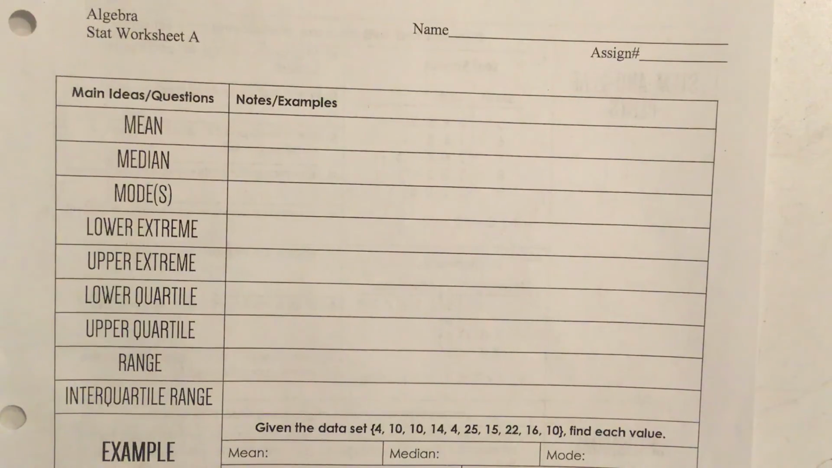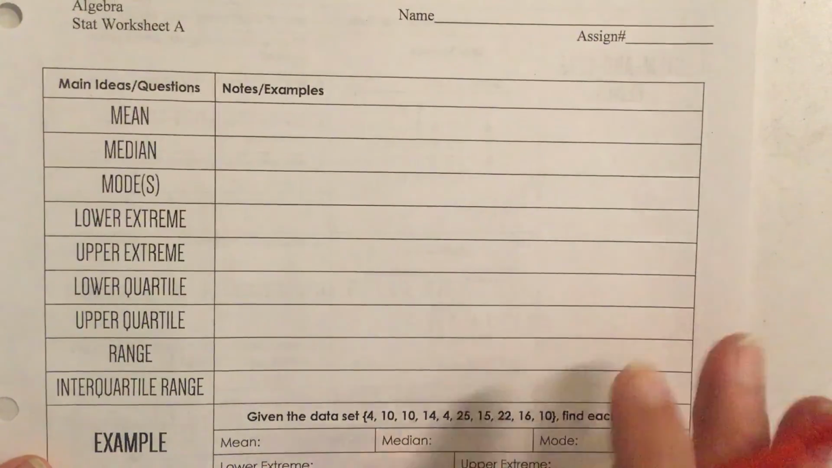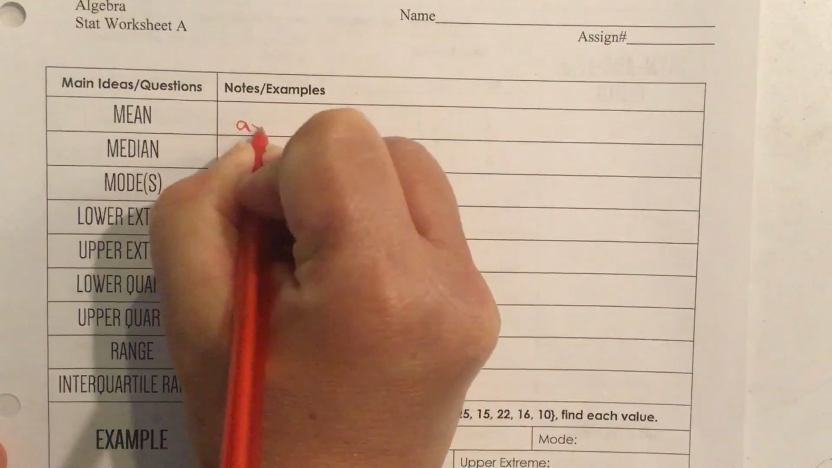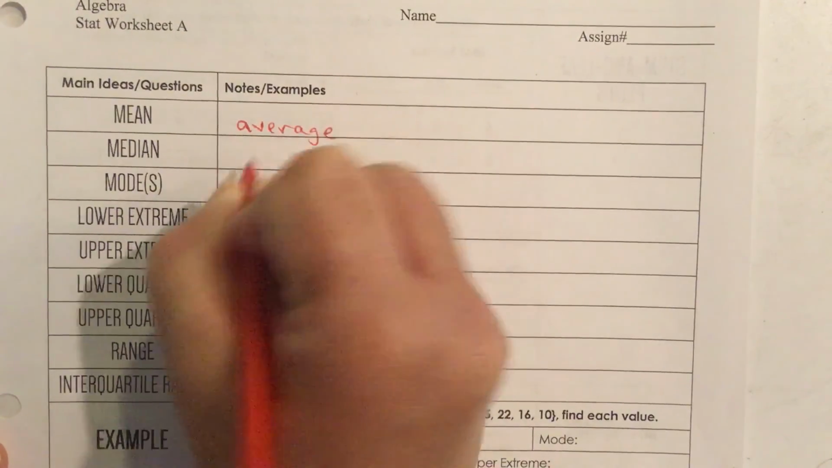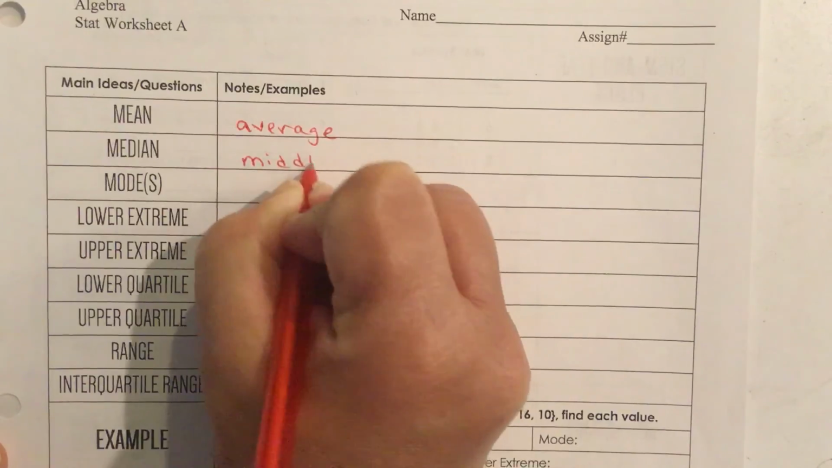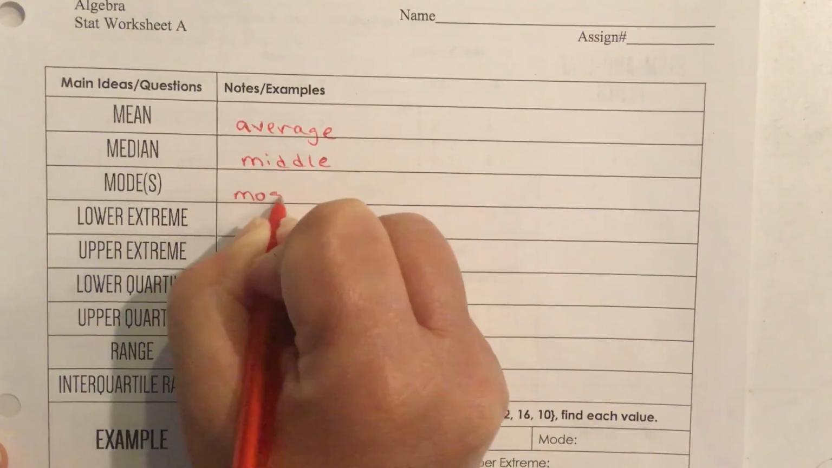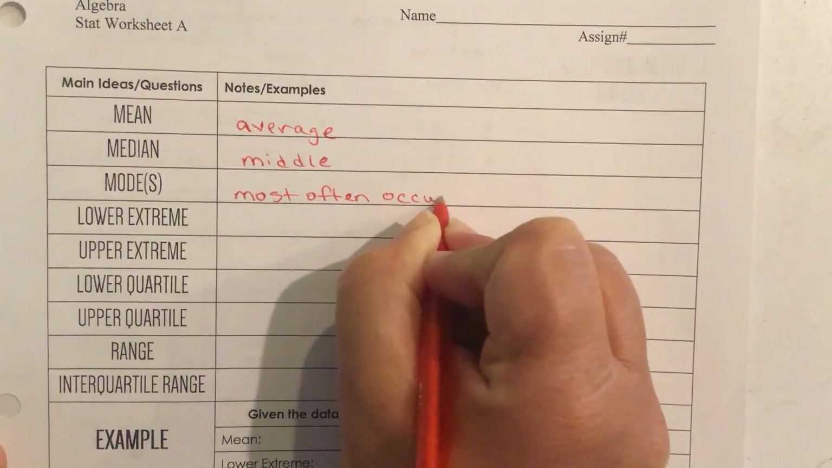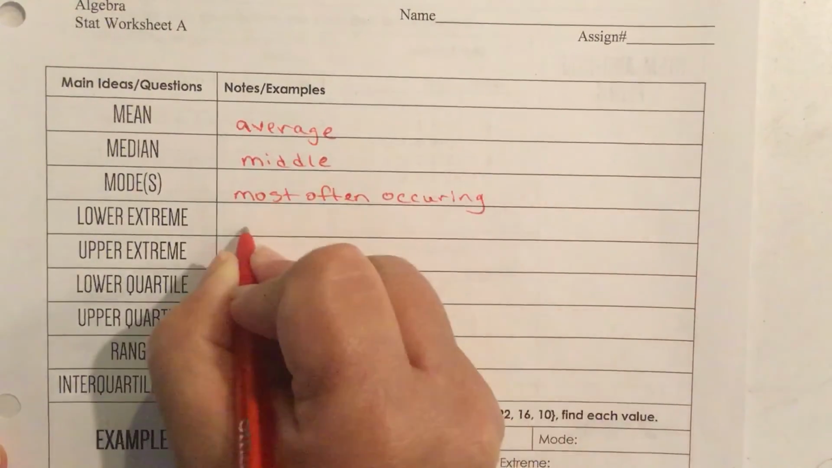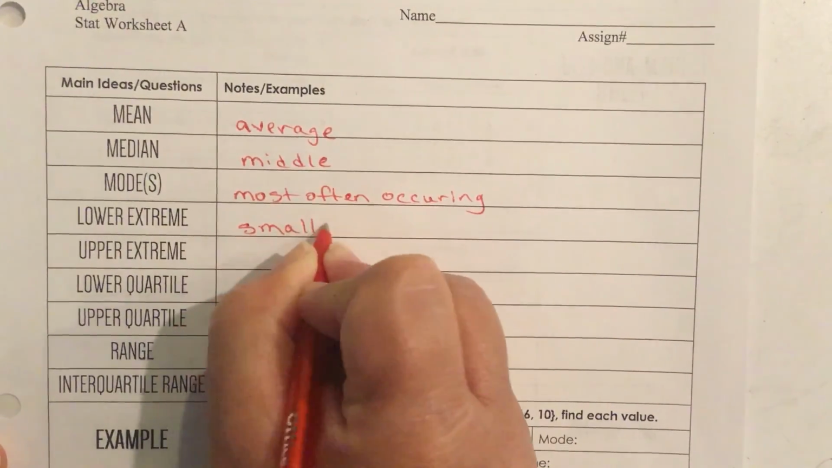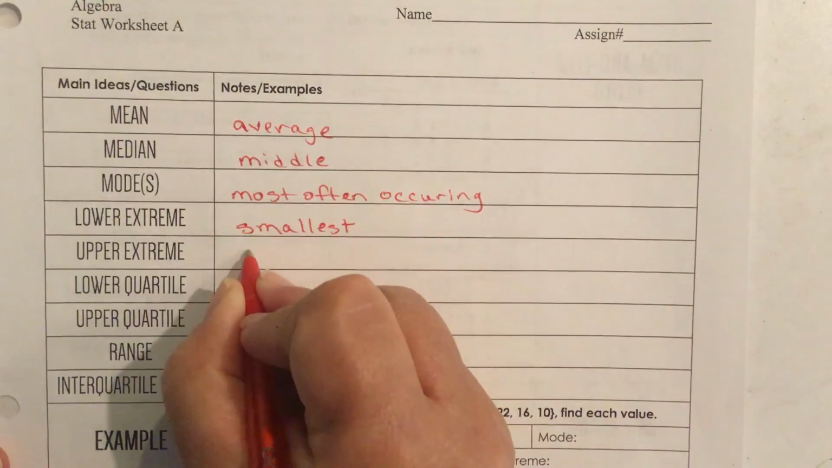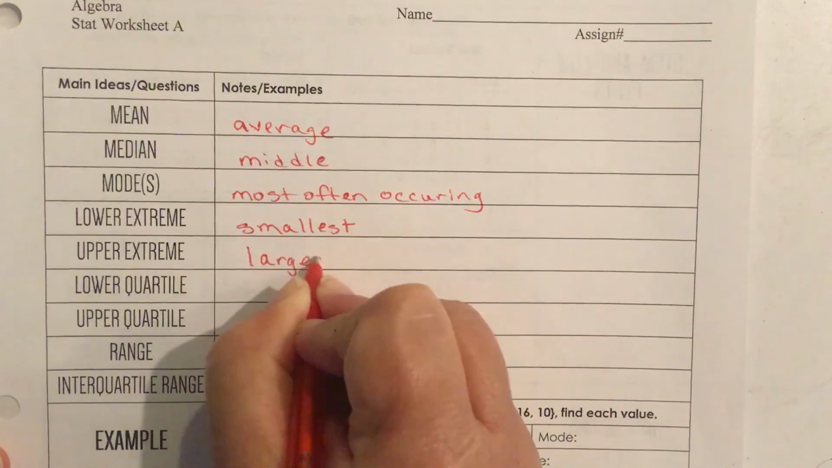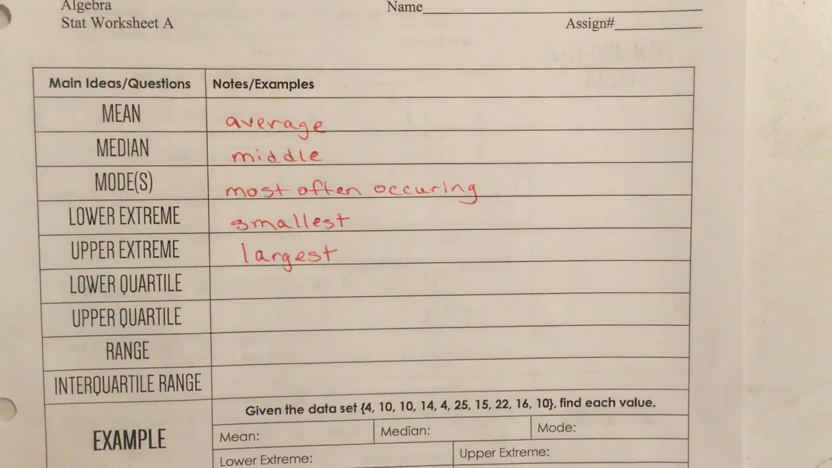The first part was just testing your memory for the vocabulary. The mean is the average. The median is the middle. The mode is the most often occurring. The lower extreme was the smallest value. The upper extreme was the largest value.